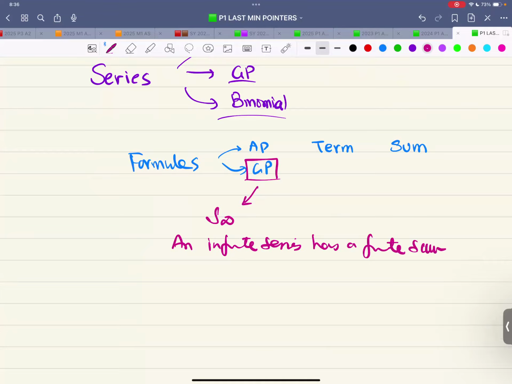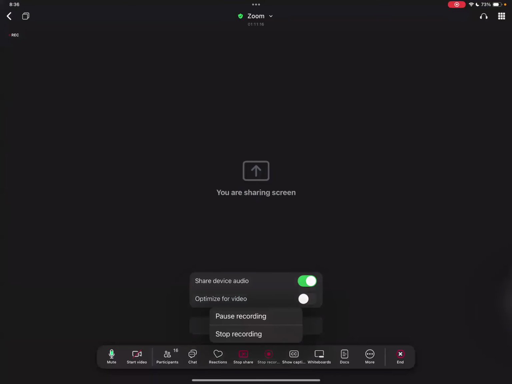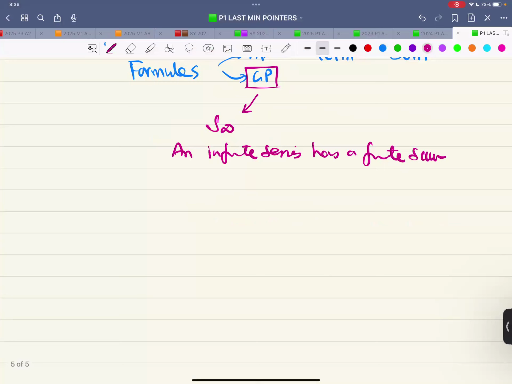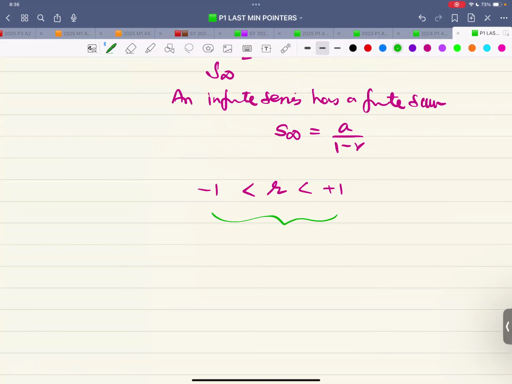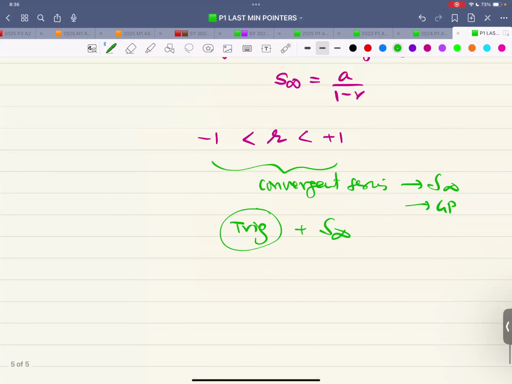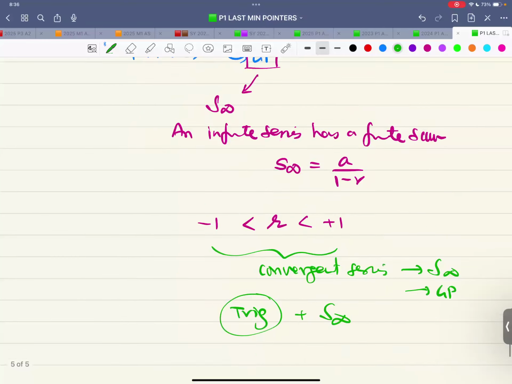What it means is that, let me just double check one thing, that is the recording. Yes, it's all good. So now an infinite series has a finite sum. That means sum to infinity applies, a over 1 minus r, and the common ratio lies between -1 and +1. So this is called a convergent series. Convergent series means sum to infinity, it's part of GP, nothing to do with AP. And what else is there? There are questions related with trigonometry and sum to infinity. Keep that in mind.